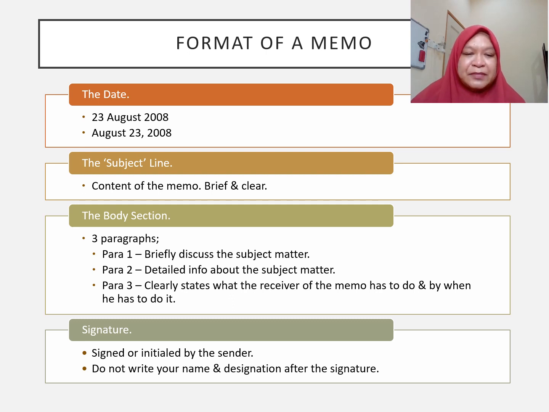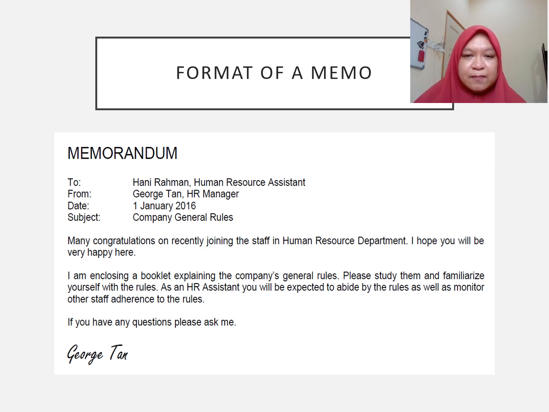reader. Then the signature, signed or initialed by the sender. You don't have to write down the name or your designation after the signature, you just sign the memo. Your name and also your designation is already at the top of the memo. So this is an example format of a memo.